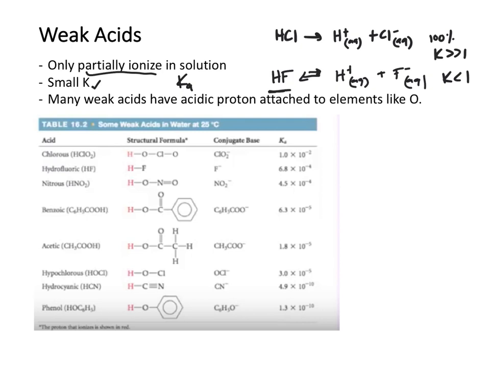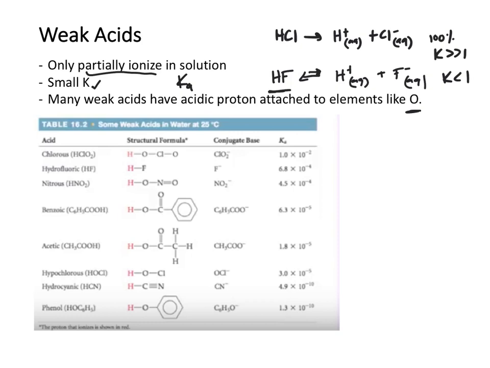When we think about our equilibrium positions relative to acids, we're going to treat them very similarly to how we've treated all of our other equilibrium positions. Now, many weak acids have an acidic proton that is attached directly to elements like oxygen or some other relatively high electronegativity element, so fluorine and things of that sort.